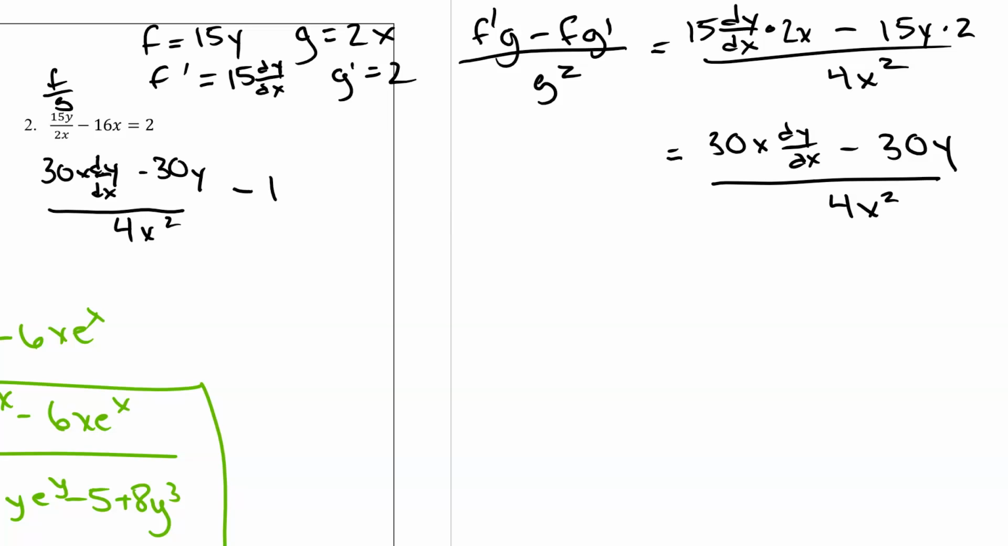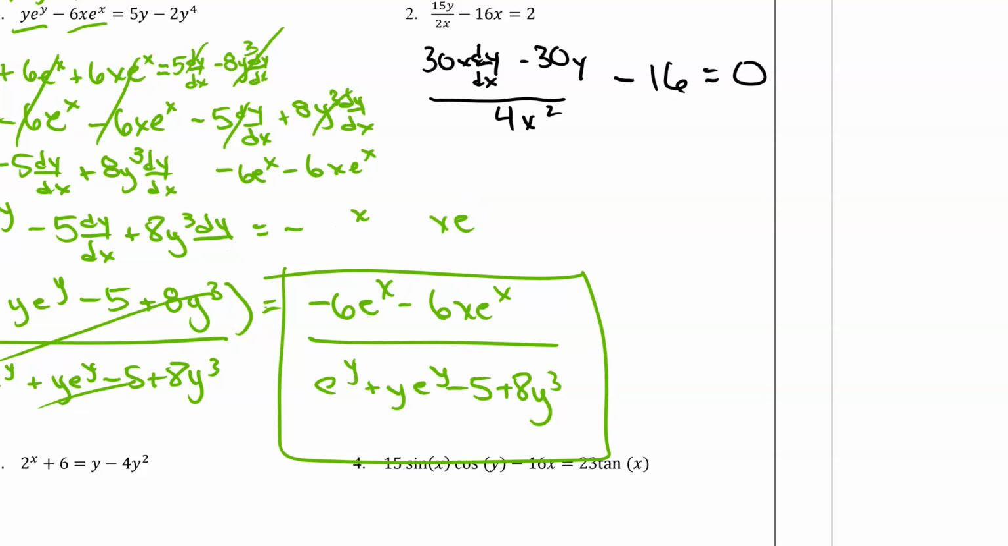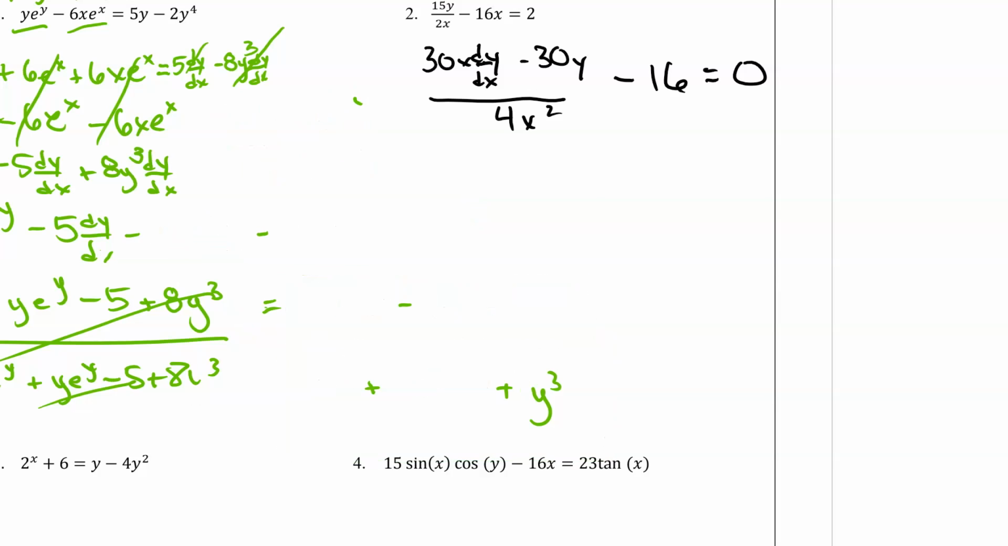Then we've got derivative of 16x, which is 16, and derivative of 2 is 0. I need some space. Just erase some of that. All right, in order to solve for dy dx, we need to get rid of that fraction. So we're going to multiply both sides by 4x squared. Well, everything by 4x squared. So this cancels. 4x squared and 0 is 0.